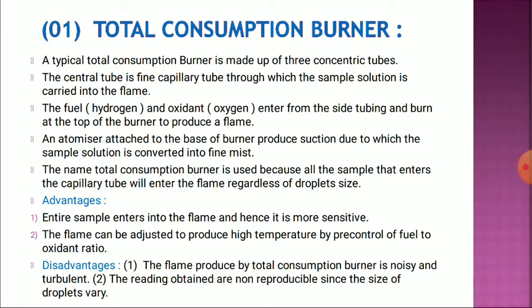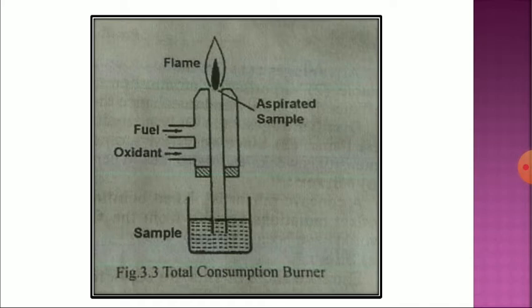So the first type of burner is the total consumption burner. In this case, a typical total consumption burner is made up of three concentric tubes. Okay, there are three concentric tubes. See those tubes. This is the figure of the total consumption burner. In this case, this is the concentric tube.